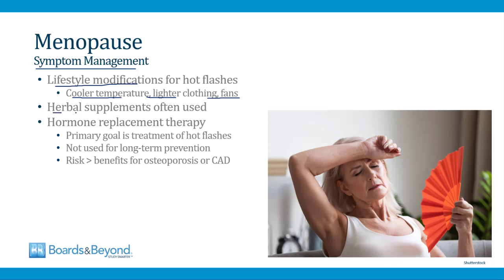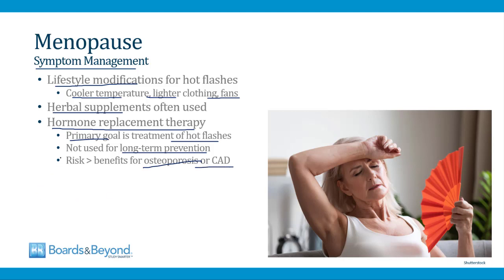There are also lots of herbal supplements that women can take. Some of these contain modified estrogens, and they're a very popular way to treat menopausal hot flashes. And then the ultimate intervention for treatment of hot flashes is hormone replacement therapy, which involves prescribing estrogens to raise the estrogen level. The primary goal of prescribing hormone replacement is only to treat hot flashes. In general, hormone replacement isn't used any longer for long-term prevention. There was a time when hormone replacement was recommended to prevent osteoporosis and coronary disease.